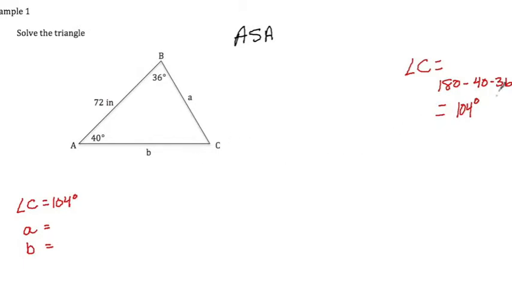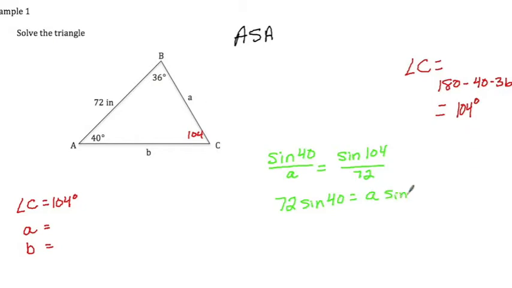Okay, so now let's go on to the sides. So I'm going to go ahead and label that angle 104 over here. Now let's try to find a side. Let's start with side A. So I'm going to do sine of angle A, which is 40 degrees, divided by side A, and then I'm going to do sine of angle C over side C. And we go ahead and do the cross multiplying. Sine of 72 sine of 40 is equal to A times sine of 104.